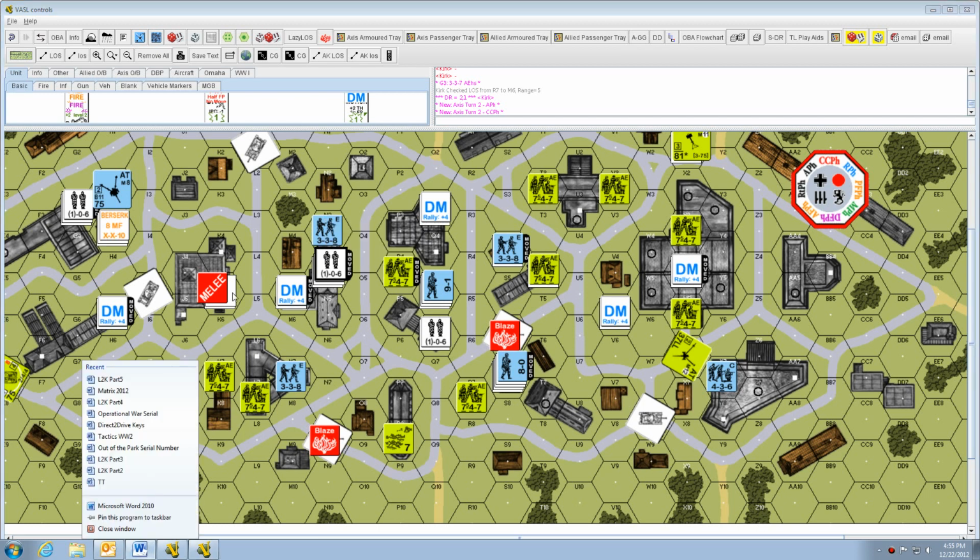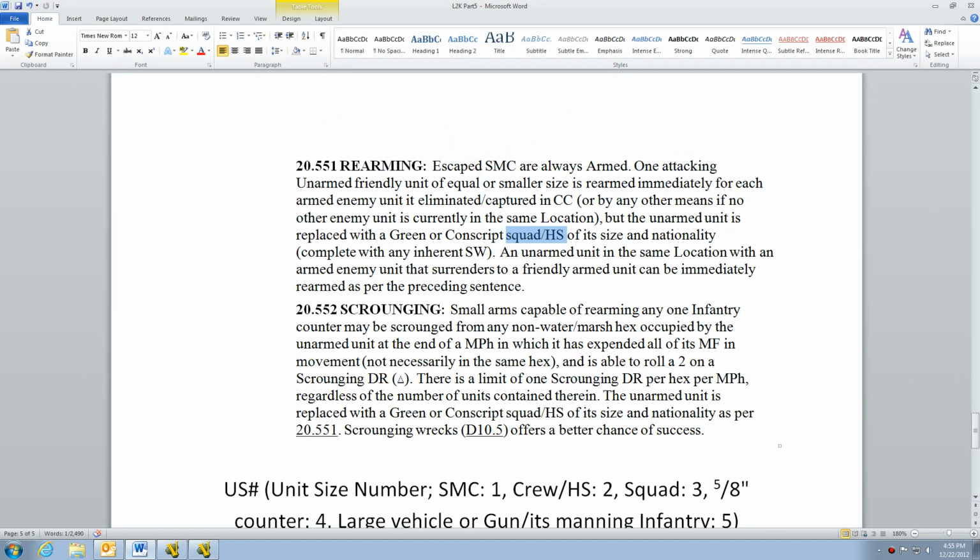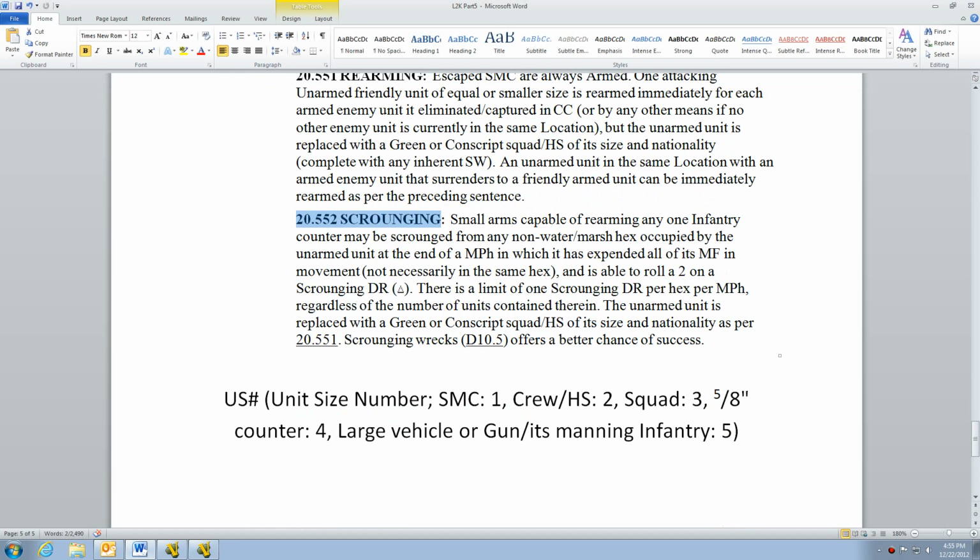And that's where the next rule comes into play, which is scrounging. 20.552, small arm capable of rearming. Any one infantry counter may be scrounged from any non-water marsh hex occupied by an unarmed unit at the end of the movement phase, in which it expends all of its movement factors and movement, not necessarily in the same hex, and is able to roll a 2 on the scrounge die roll.